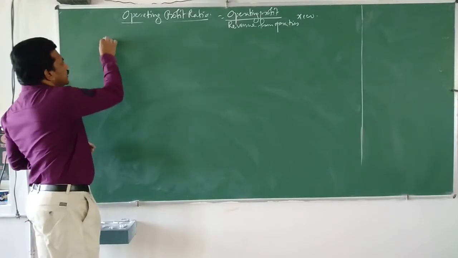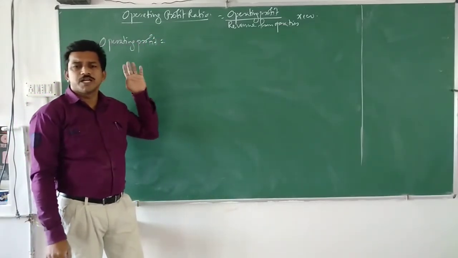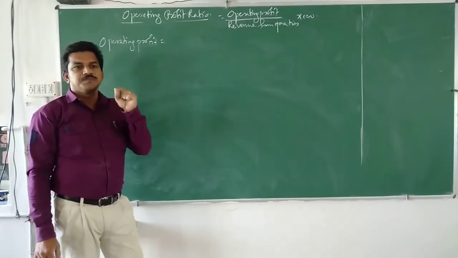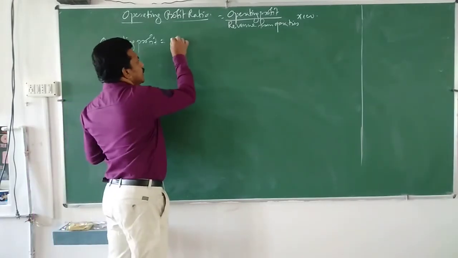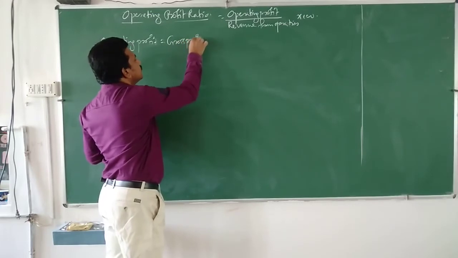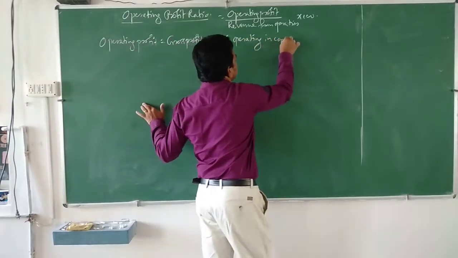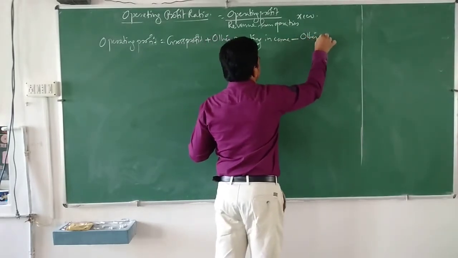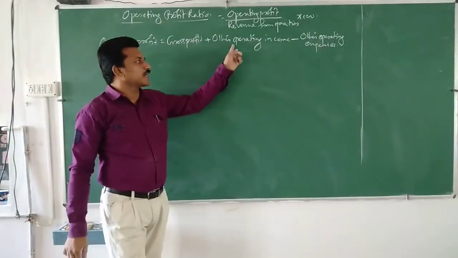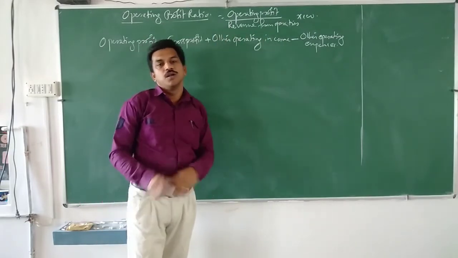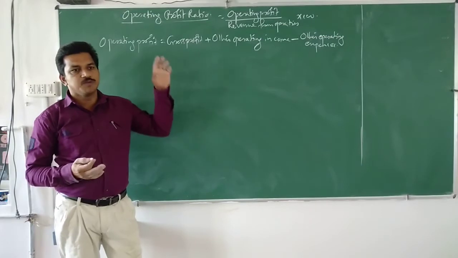Then how we can calculate operating profit? Operating profit we can calculate by adding operating income to gross profit and deduct operating expense. Okay, that means operating profit is equal to gross profit plus other operating income minus other operating expenses. That means all the indirect operating expenses should be deducted and income should be added. Indirect business related expenses should be deducted. Then we will get operating profit.